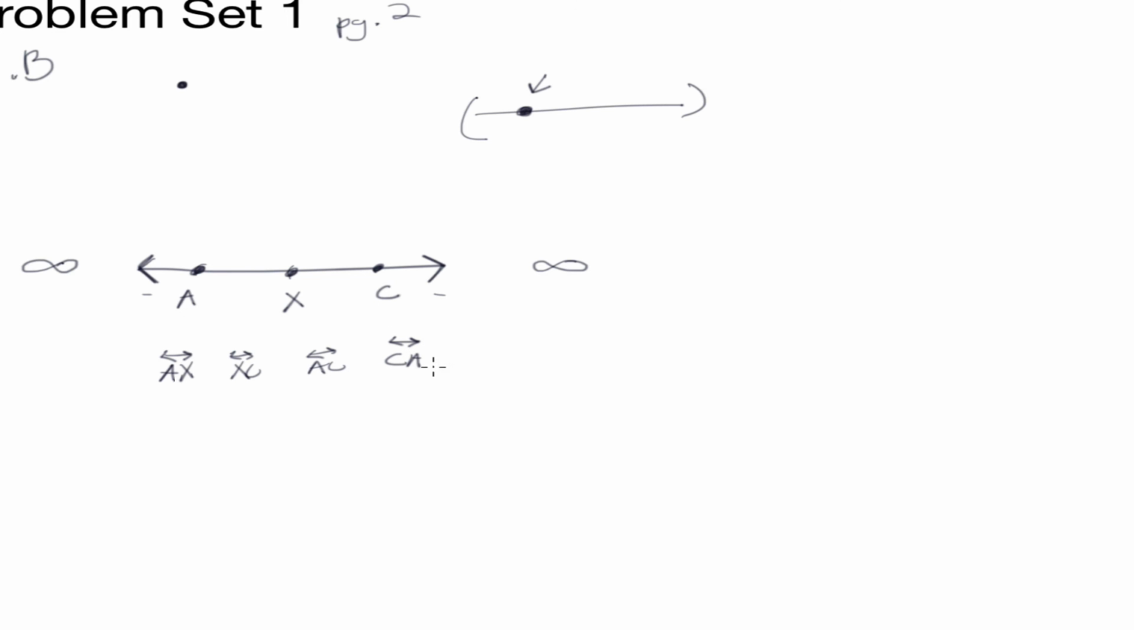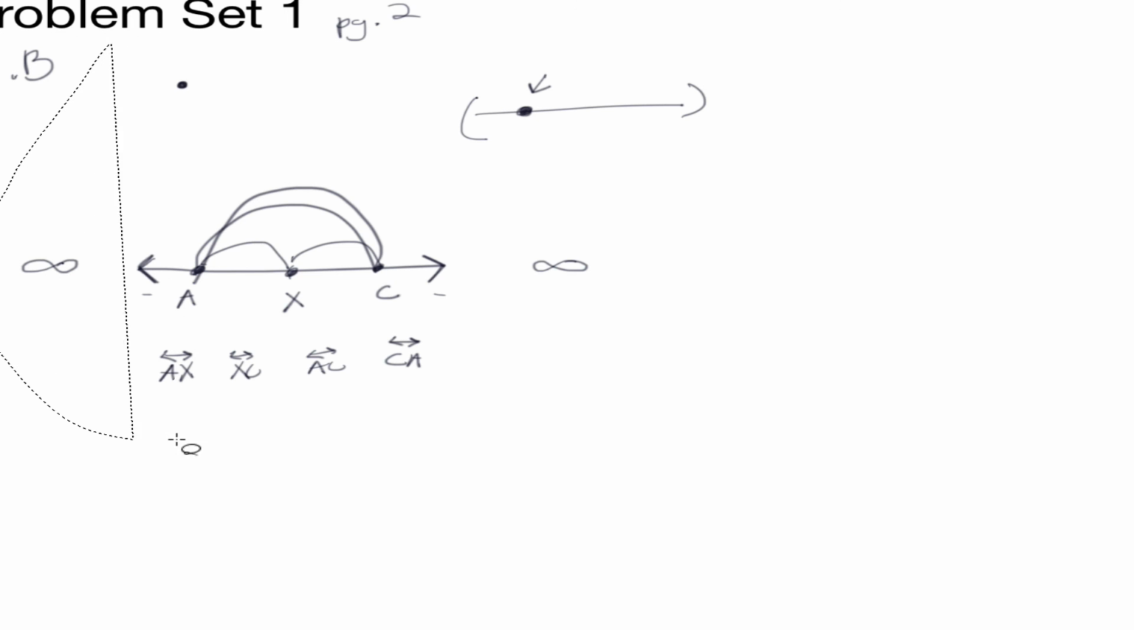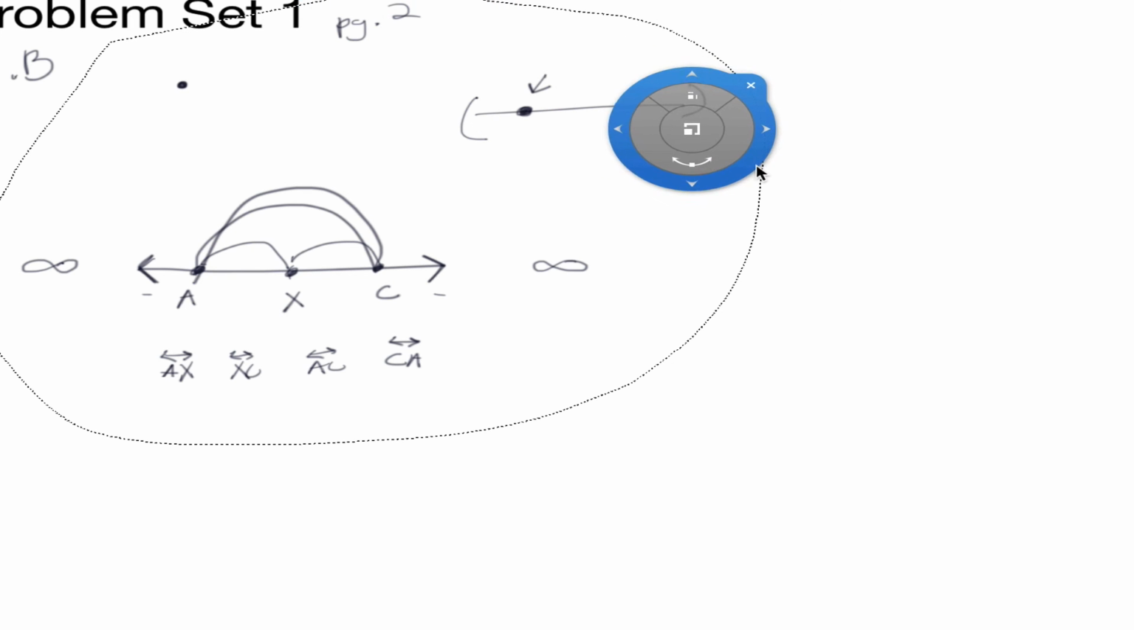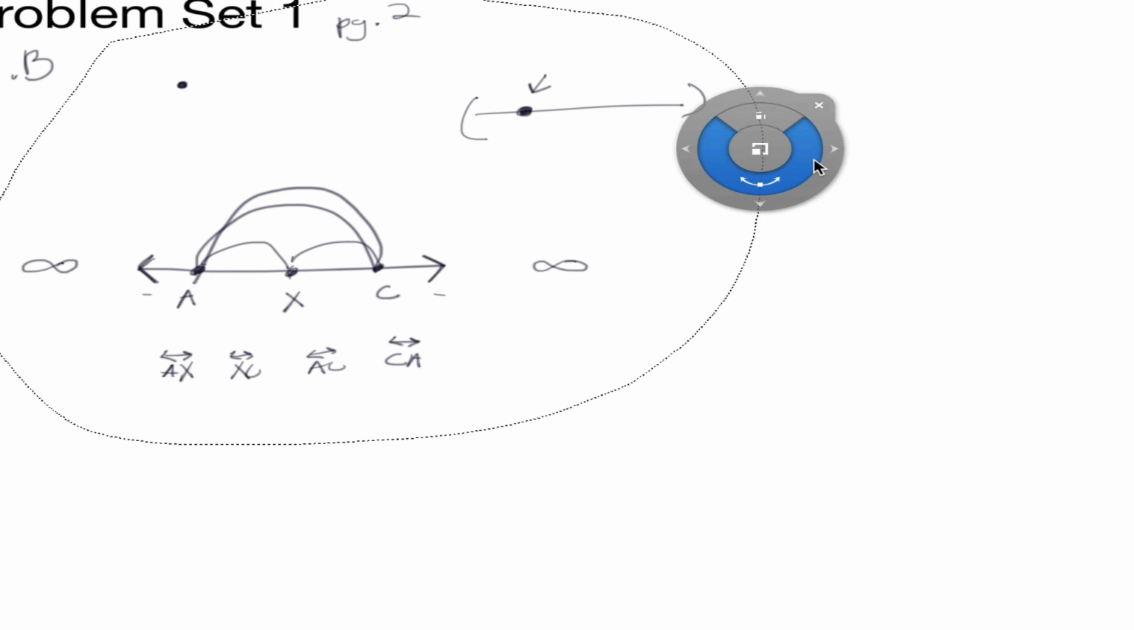And there are other examples in the book. Each one of these would determine, obviously, line A to X is from here to here, line X to C is from here to here, line A to C is from here to here, and line C to A is from there to there, right? So this is how you would describe a line in mathematics. Okay? You describe it with the graphed points, and you describe it with the line above it with the arrows on the end.